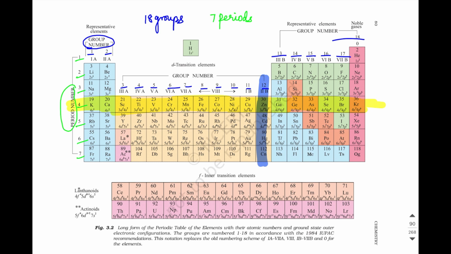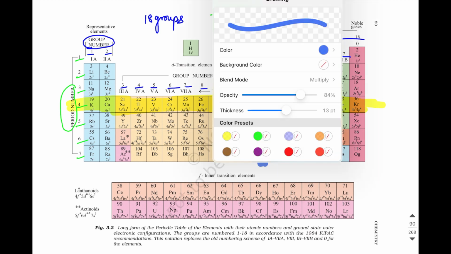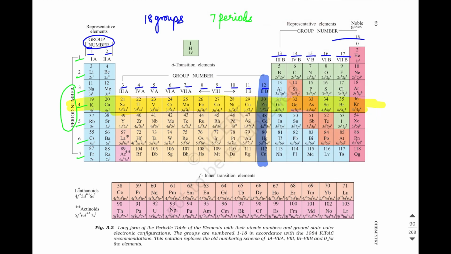With that being said, let me tell you what is S block, what is P block, what is D block, and what is F block. So you can see this word representative elements. Group number 1 and 2, that is the thing which I highlight in red. These two are called representative elements or S block elements.